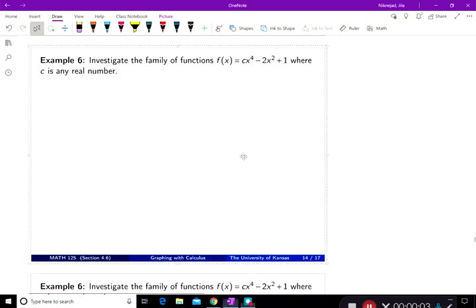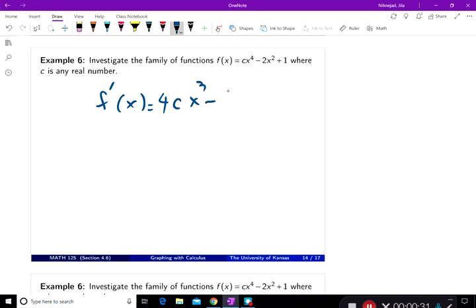Now we're continuing with section 4.6 and example 6, investigating a family of functions f(x) = cx^4 - 2x^2 + 1. If I'm trying to find what the shapes look like, the first thing I want to do is take the derivative, because it's a polynomial. The derivative is going to be 4cx^3 - 4x, and I can factor out 4x: 4x(cx^2 - 1).